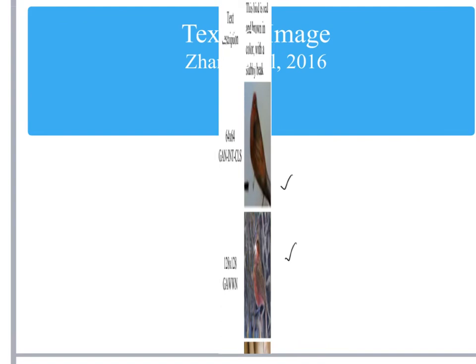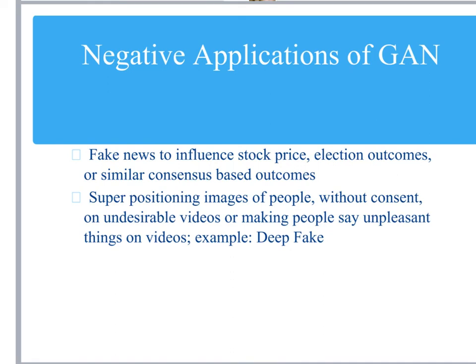Here are some applications of GANs which are not exactly ideal. It could be used very negatively. You could generate fake news with GAN. That's a bad usage of good technology. Another could be superimposing images of people without their consent. What it is, basically, is deepfake.